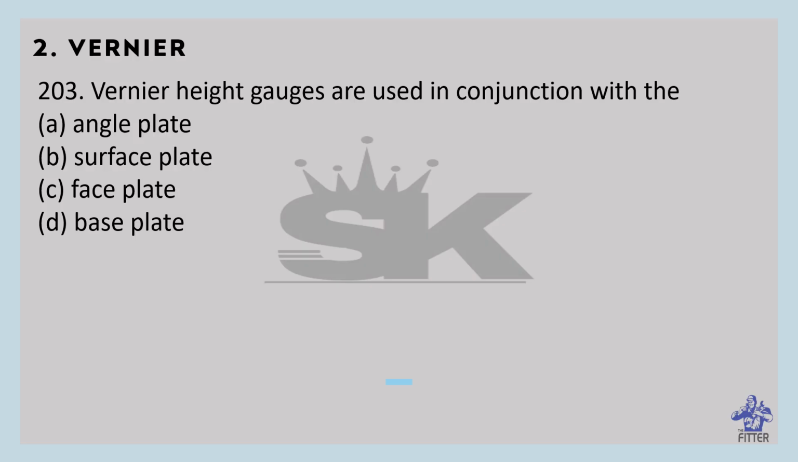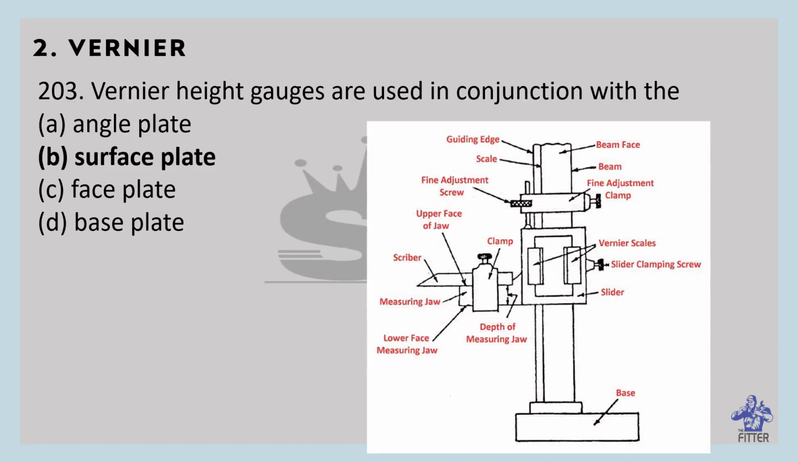Vernier height gauges are used in conjunction with the surface plate. You can see here in the image that is the vernier height gauge. The vernier height gauge is used with the dial indicator to check hole location, pitch dimension, concentricity, and eccentricity. It is also used for measuring depth with a depth attachment. It is used to measure size from the lower plane with the help of an offset scriber.